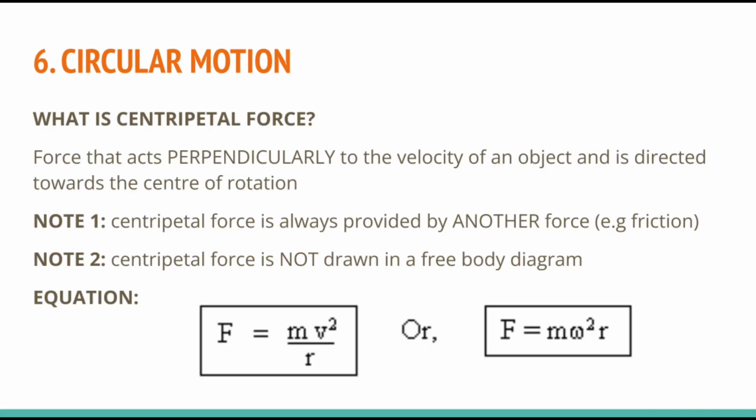On to our next topic: what is centripetal force? Centripetal force is a force that acts perpendicularly to the velocity of an object and is directed towards the center of rotation. Things that you have to note is that centripetal force is always provided by another force, for example, friction. It does not exist as a force by itself. Another thing to note is that centripetal force is not drawn on a free body diagram. And these are two equations that can represent centripetal force.